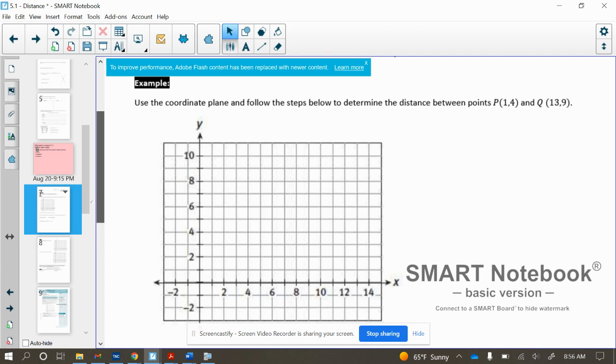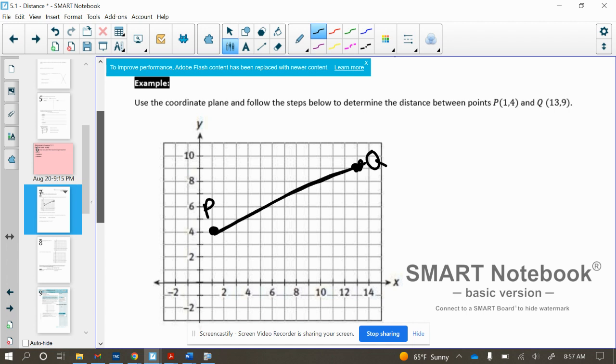So we're going to start by graphing those 2 points. Point P, it says, is at (1, 4). So 1 to the right and up 4. Q is at (13, 9). So to the right 13 and up 9. So you want to make sure you graph these points, and then we're going to connect them.